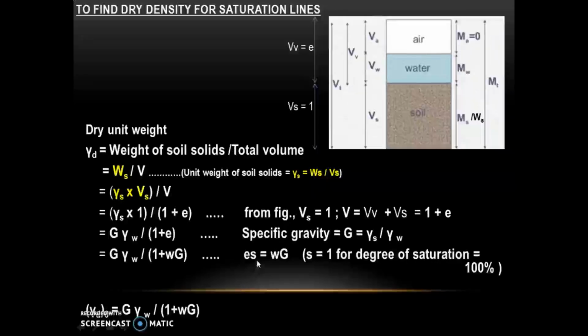And we have already seen the formula for Se, that is Se is equal to w into G. S is equal to 1 for degree of saturation equal to 100%. So e will be equal to w into G. So we will replace e by w into G. So gamma d naught is equal to G into gamma w divided by 1 plus wG.